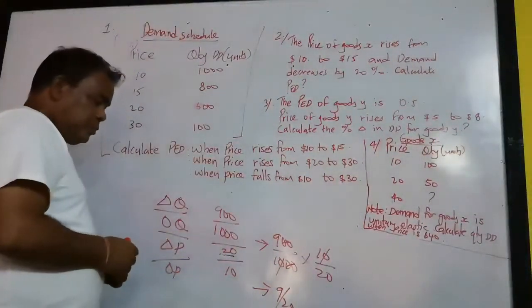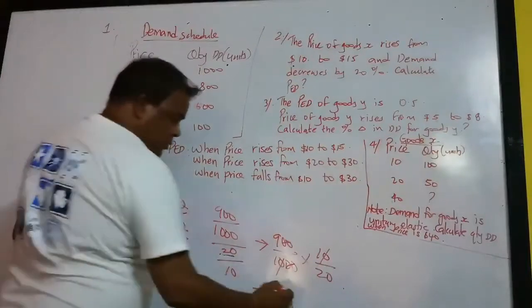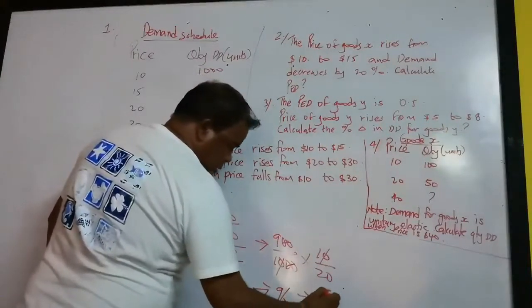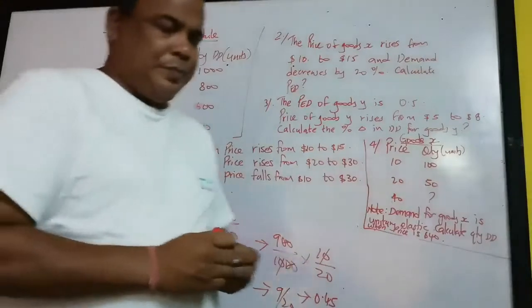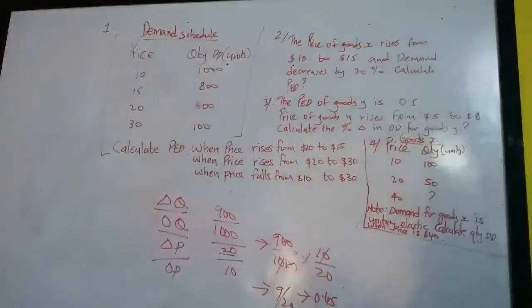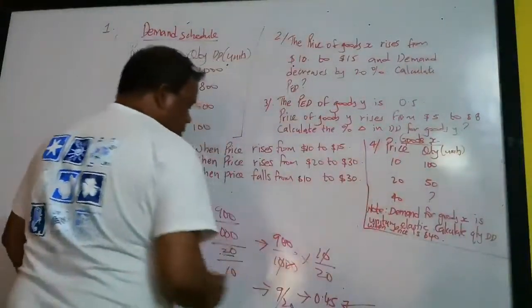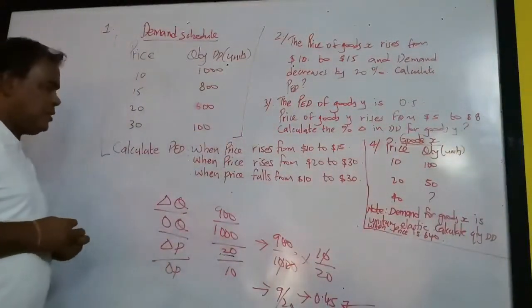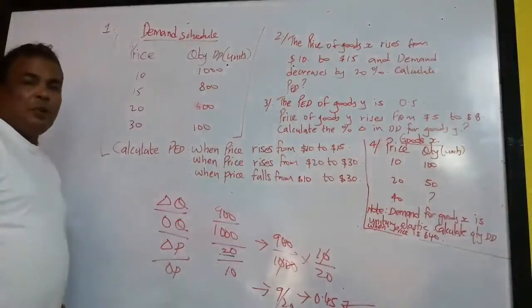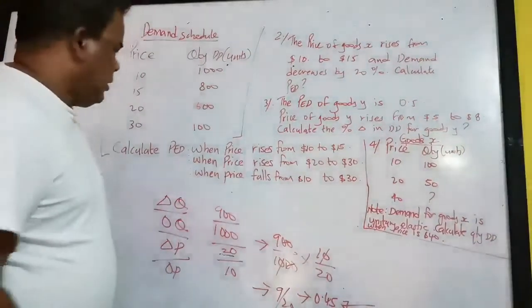Okay. 0.45, something like this. Here we are. Let's see. Yes, 0.45. Here we are. How to calculate price elasticity of demand using the proportionate method.